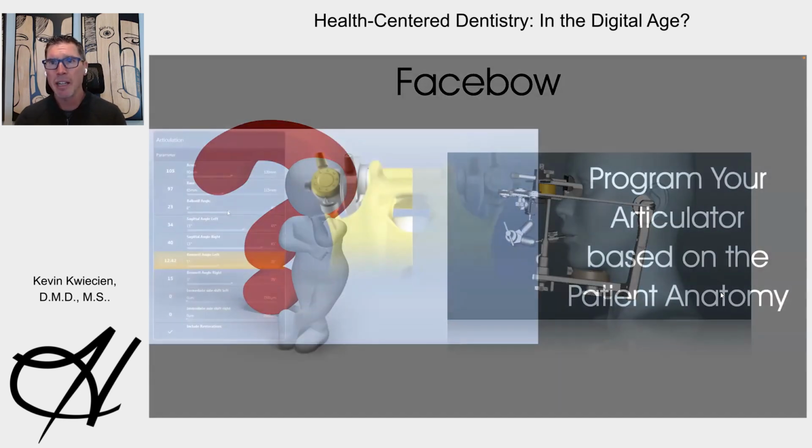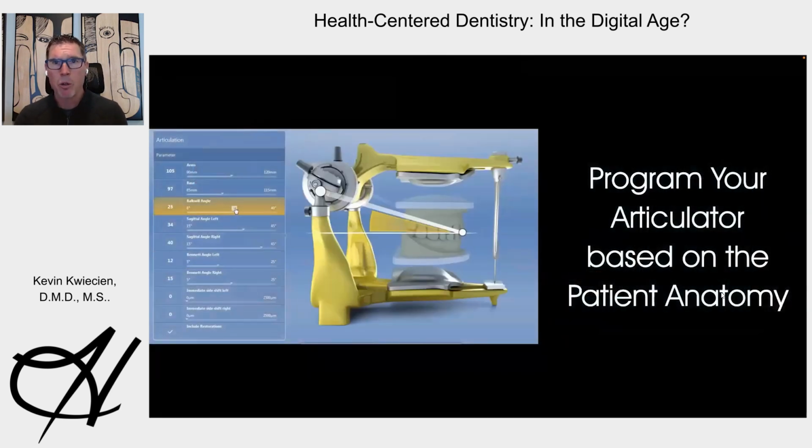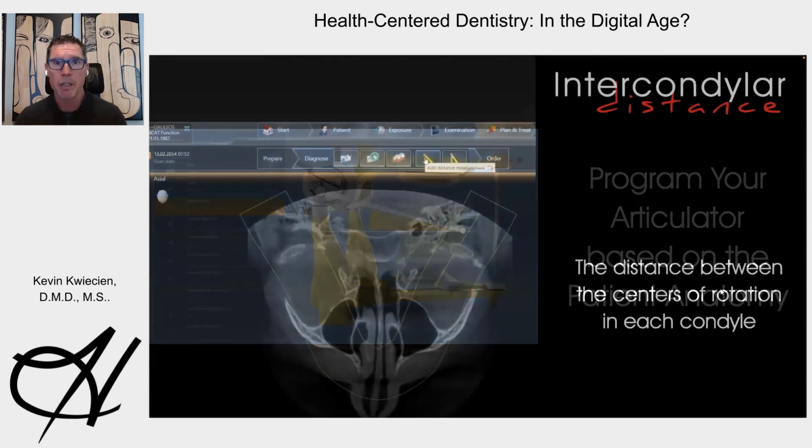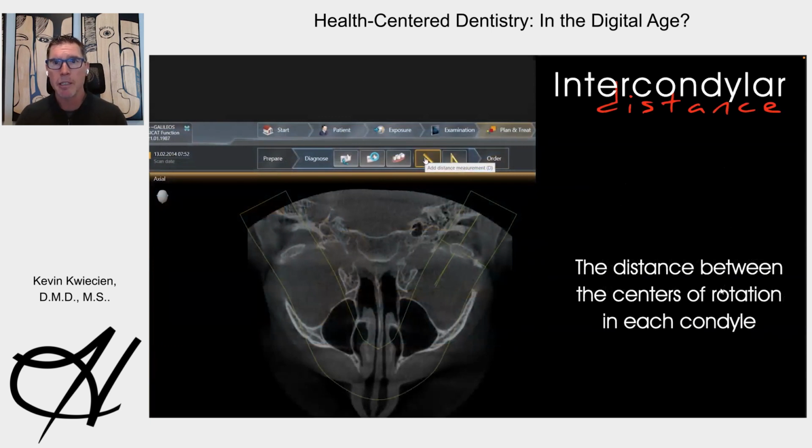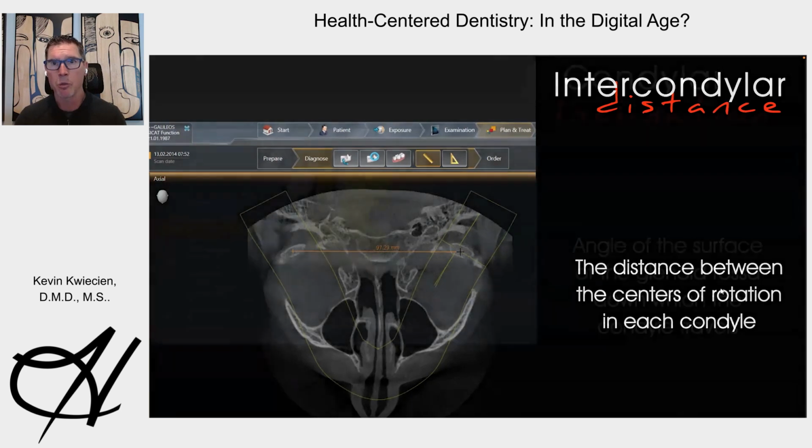Because even back in the day, you could always program the articulator. It was a fully functional articulator. It wasn't a semi-adjustable, it was a fully adjustable articulator. And in fact, we could use it with the CBCT, which we have. Imagine if you had a CBCT and you could actually measure the distance between the condyles. So as opposed to having it be an average on a semi-adjustable articulator, you could literally measure it and make it a better articulator in the virtual world.